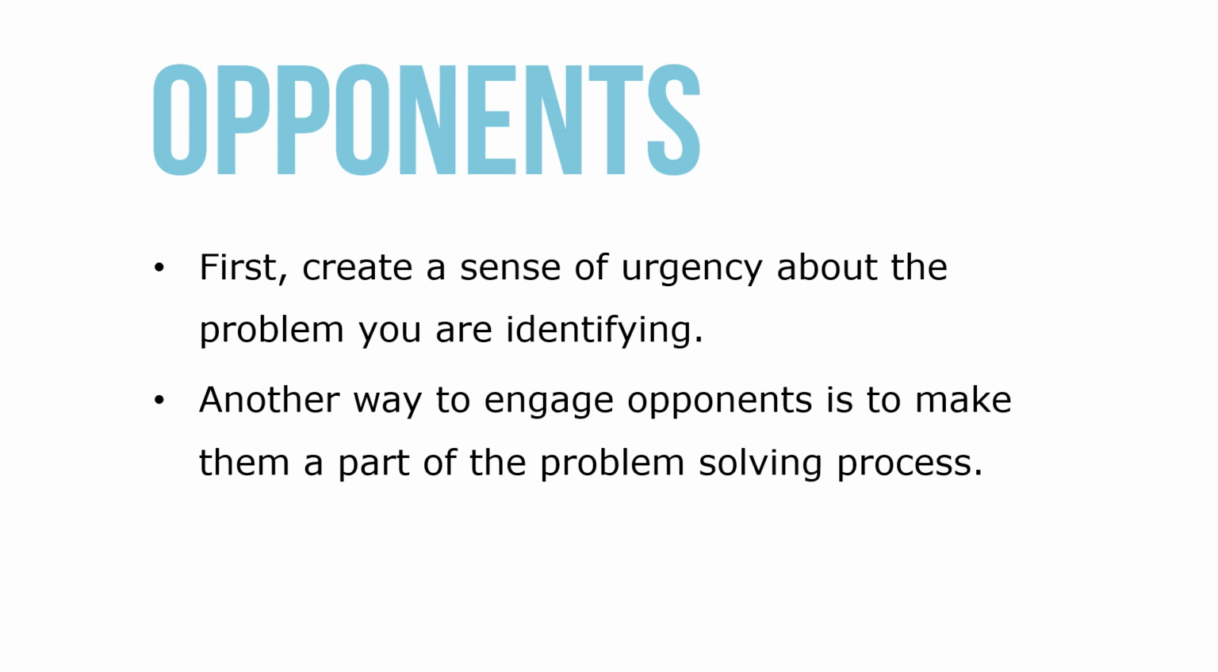There are a few ways to approach opponents to your problem-solving efforts. First, create a sense of urgency about the problem you're identifying. The need for change has to be seen rather than explained to generate enough emotion to compel opponents to your direction. Another way to engage opponents is to make them part of the problem-solving process. Involve them in brainstorming alternatives to increase buy-in, communicate often, and celebrate successes along the way.